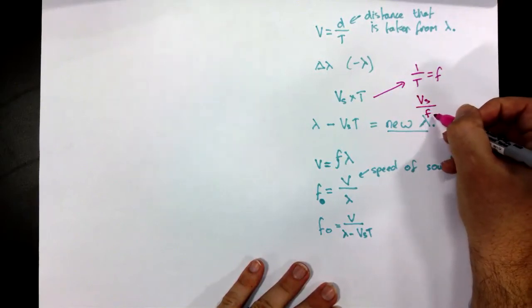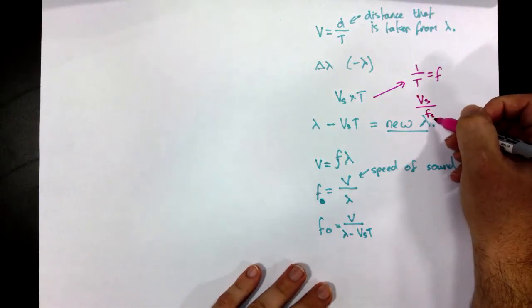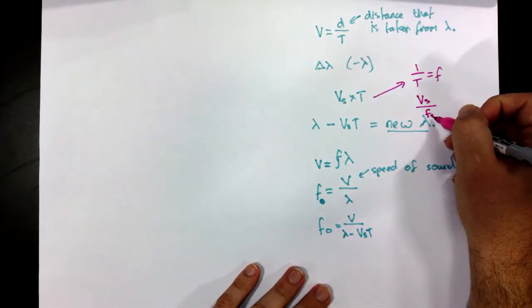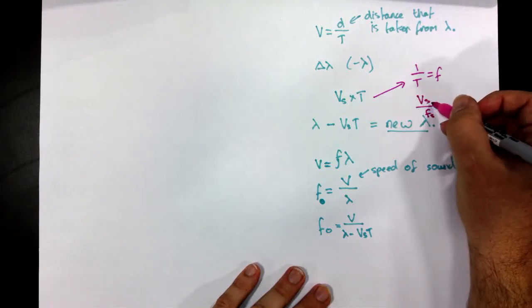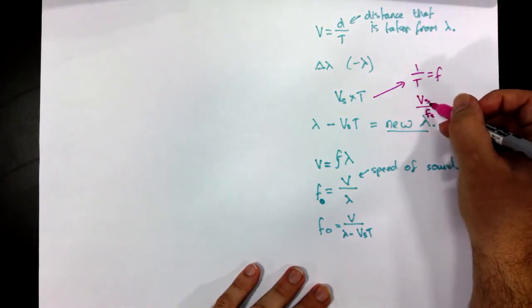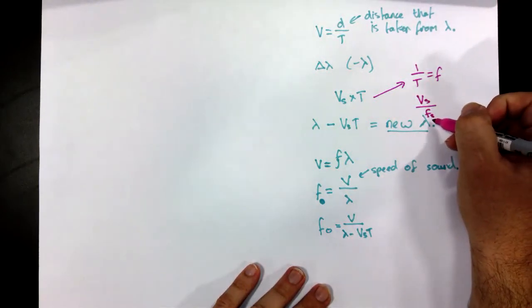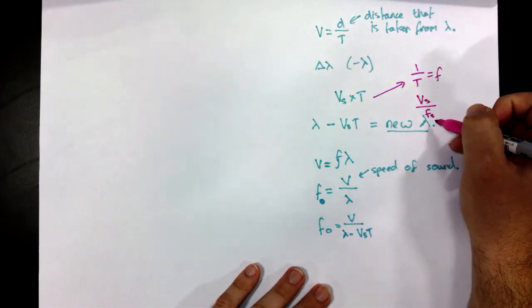Fs, where Fs is the frequency of the sound that was emitted. Remember, this is the frequency of the sound that was emitted. This is the velocity of the object. Let's just be really clear about what these terms are. Vs is the velocity of the object. Fs is the original sound frequency.